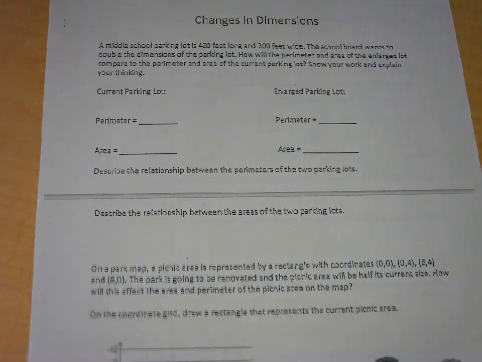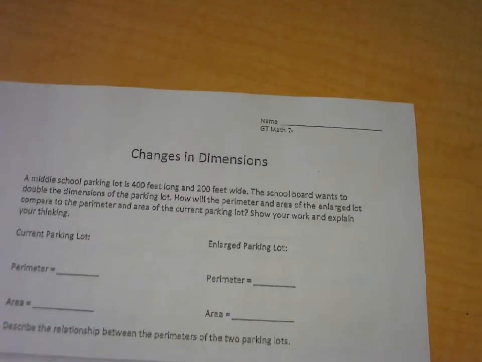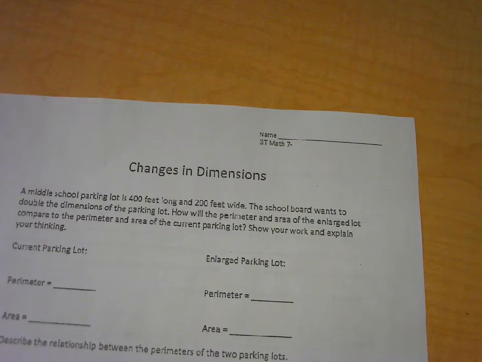Okay, so a middle school parking lot is 400 feet long and 200 feet wide. The school board wants to double the dimensions of the parking lot. How will the perimeter and the area of the enlarged lot compare to the perimeter and the area of the current parking lot? Show your work and explain your thinking.